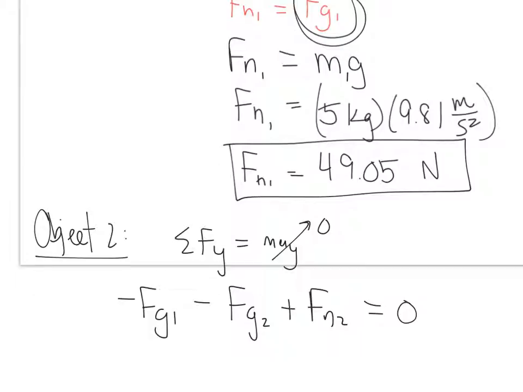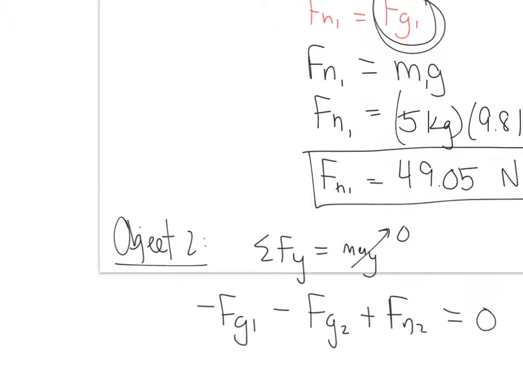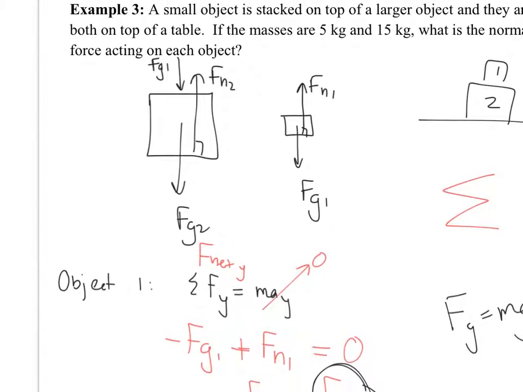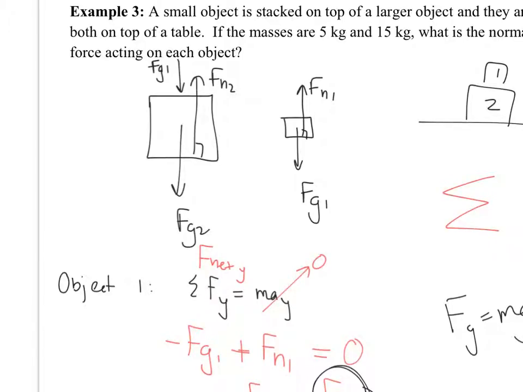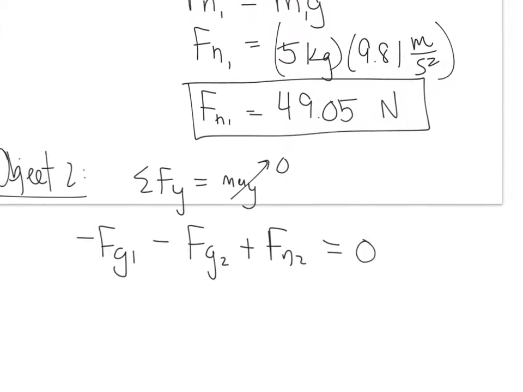Let's take a look. Fg1 is the weight of the upper object. Fg2 is the weight of the lower object. Both weights are pulling down, so they're both negative. The normal force from the table is pushing back up, so its value is positive. Where am I getting this equation? I'm just looking at my original free body diagram in the top left. This is negative Fg1 minus Fg2 plus Fn2. That's this equation right here: negative Fg1 minus Fg2 plus Fn2 equals 0.